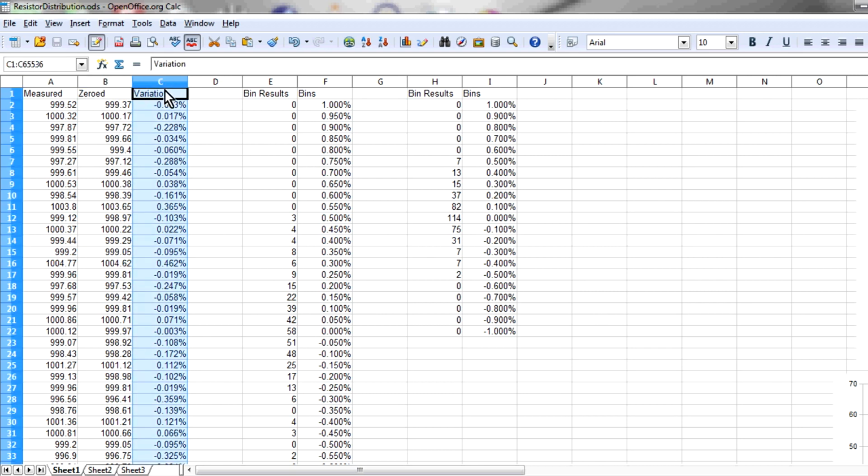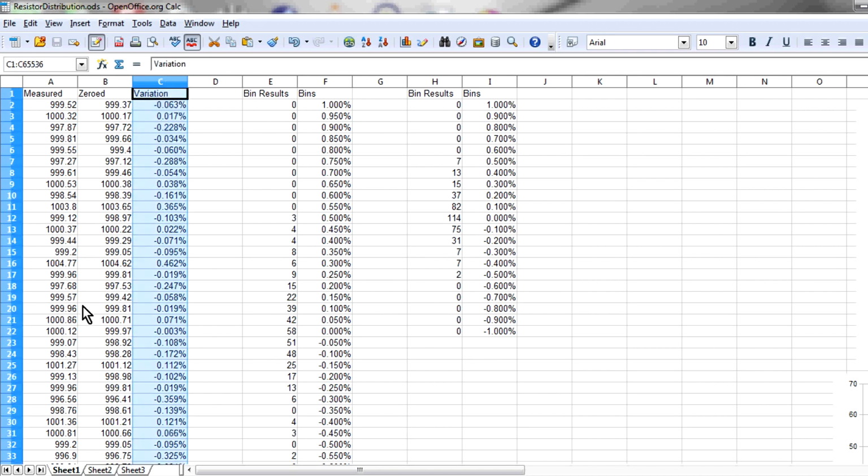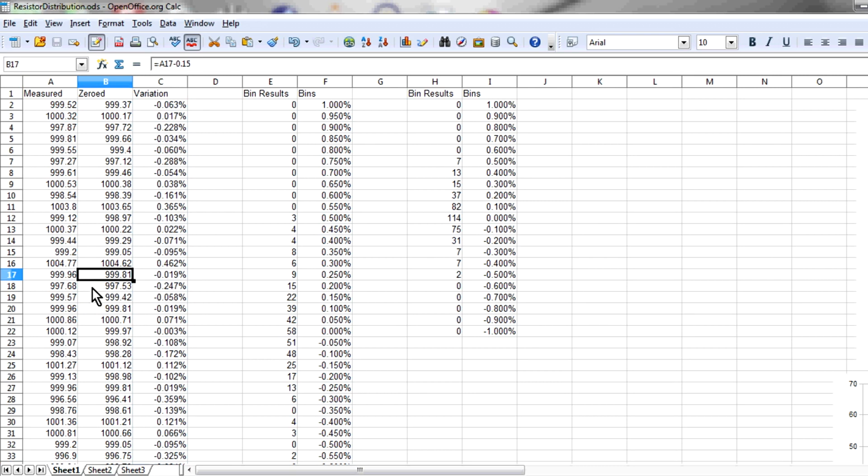Now, column C here, I've calculated the variation from a nominal 1K value, in percentage. So that gives us our plus or minus deviation, which we're interested in, because the resistor obviously has a claimed spec of plus or minus 1%. So it's easier for us and clearer if we work in a percentage-based value. So that's exactly what I've got. Column C here is the data we're actually going to plot and work from.